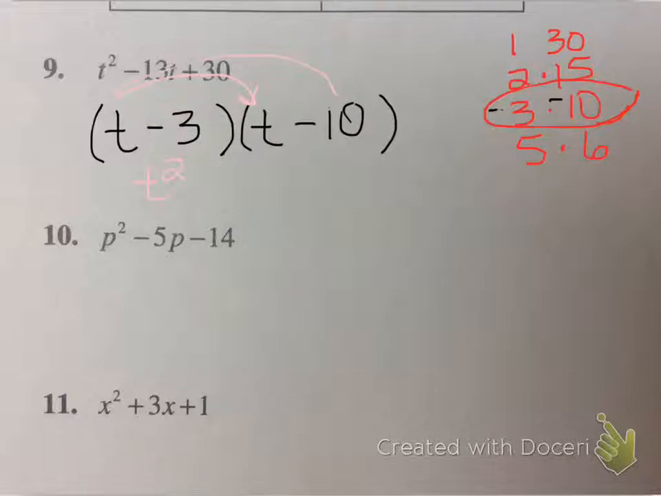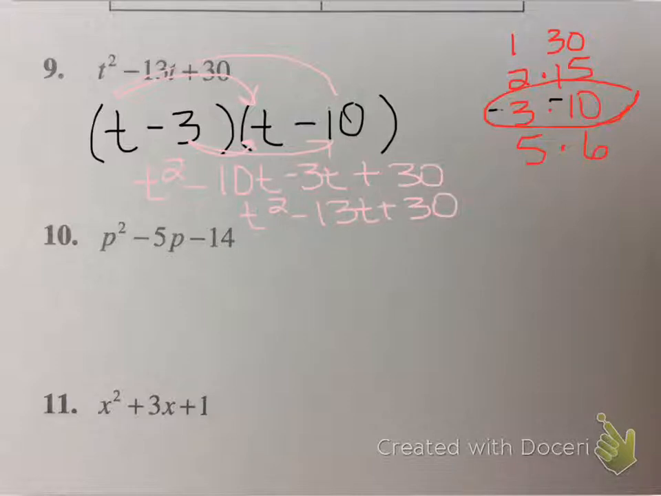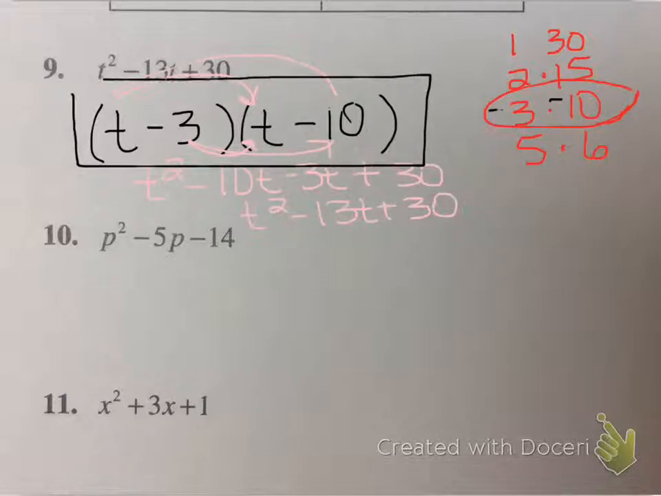So if you just go first, outer, inner, last: first would be t squared, outer would be negative 10t, inner negative 3t, and last plus 30. And your middle terms definitely combine. I encourage you to always check after you get done factoring. And so that will check out. T squared minus 13t plus 30 factors into t minus 3 times t minus 10. So there's your factor pairs.